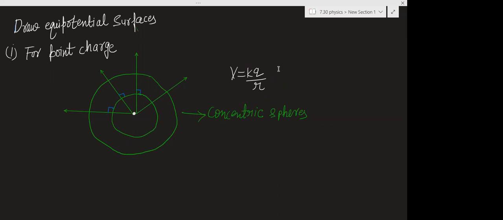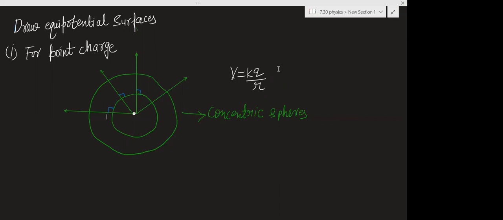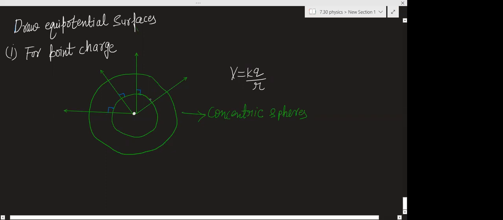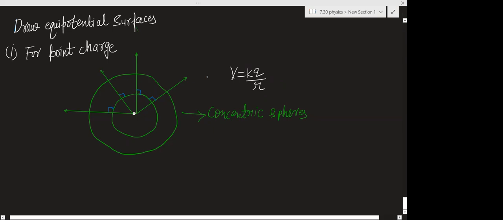The value. Please tell me, 1.6 into 10 to the power minus 19. And what is the unit of charge? Coulomb. Very good. So that's correct, right?